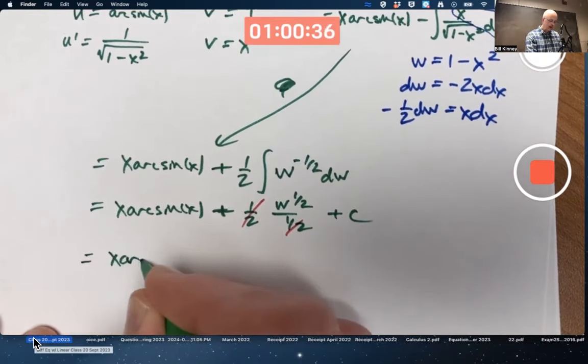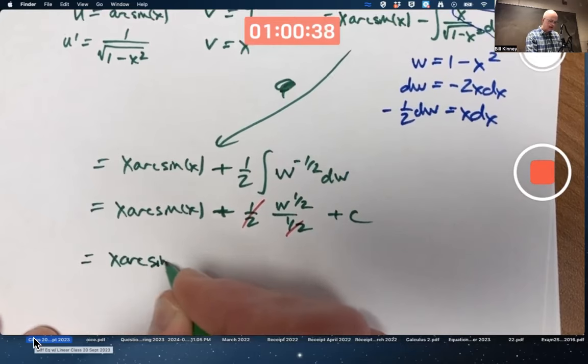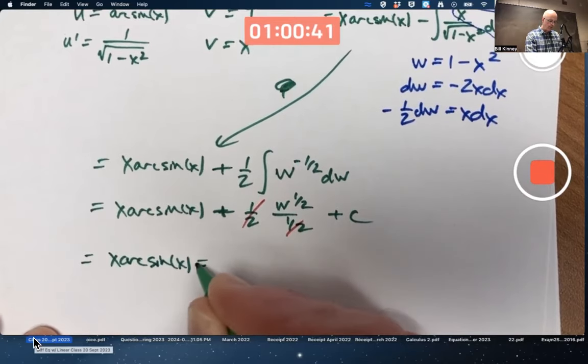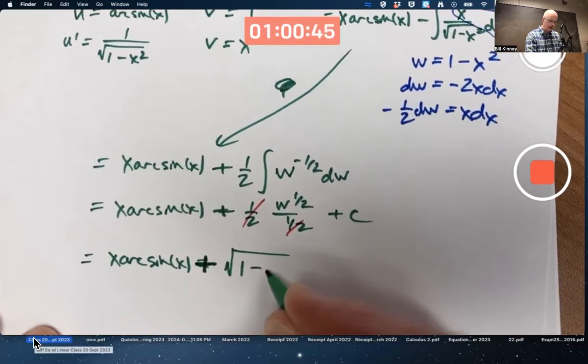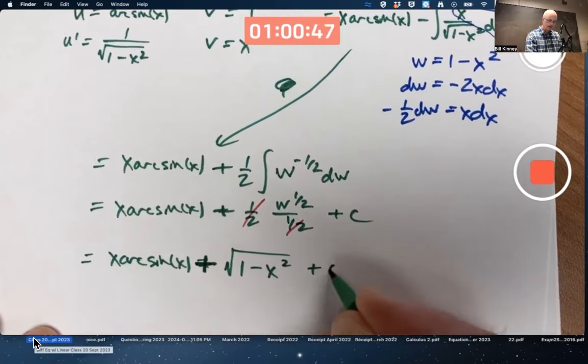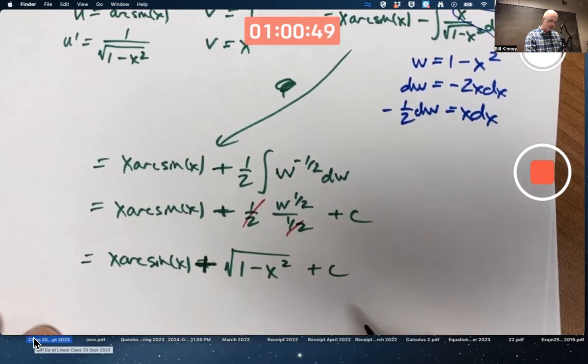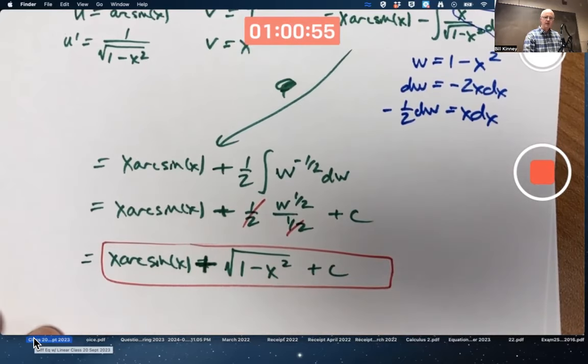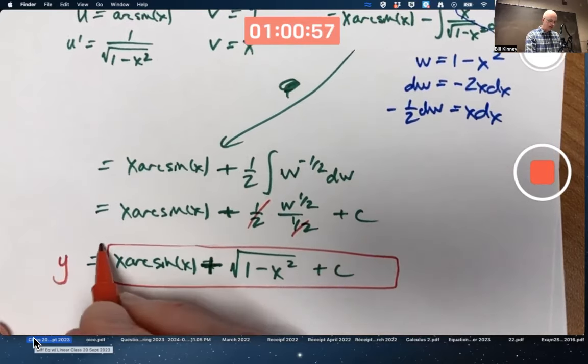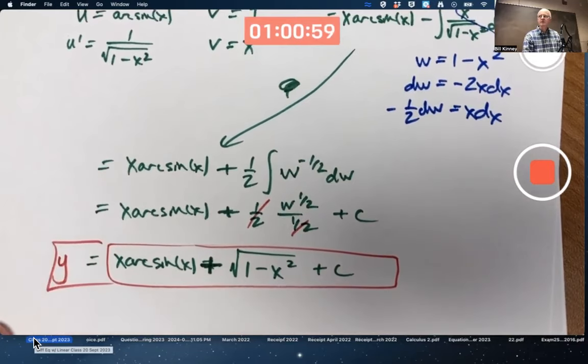Replace w with 1 minus x squared, and write that as the square root. So if I have not made a mistake, there's your most general antiderivative of the arcsine function. You could check it. It would involve product rule and some simplification.